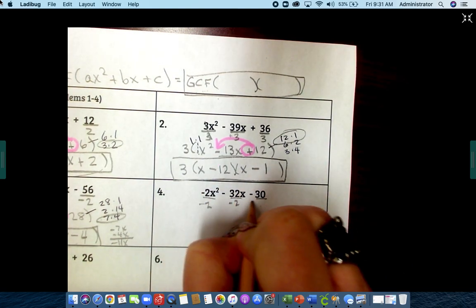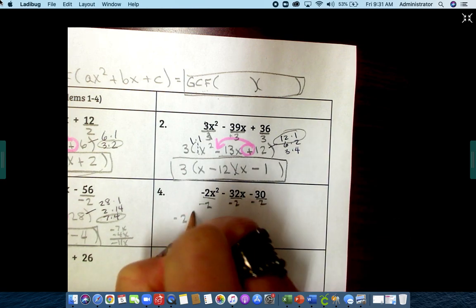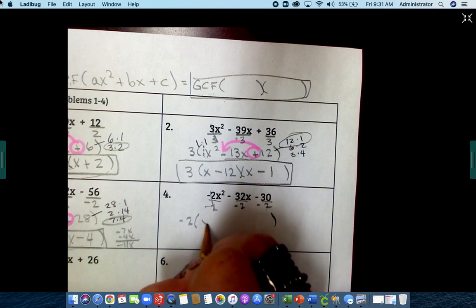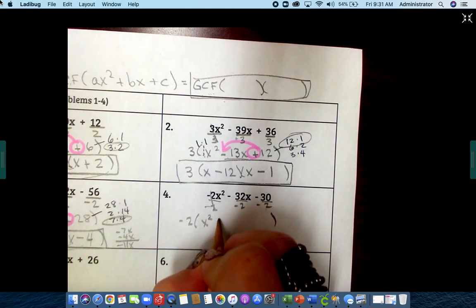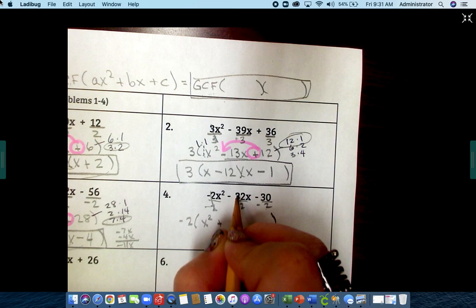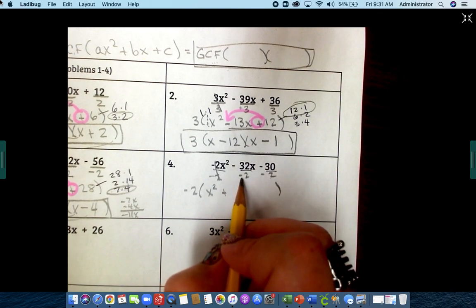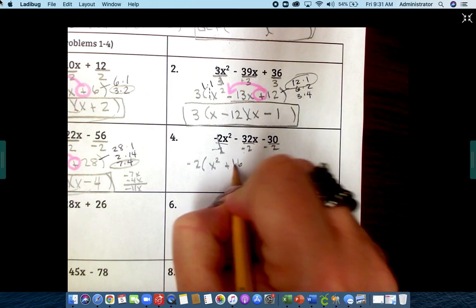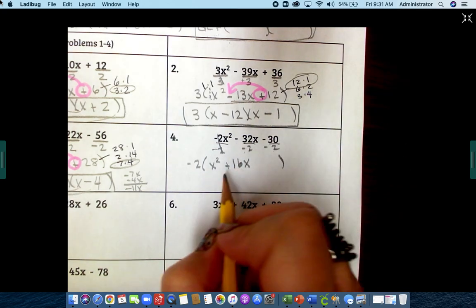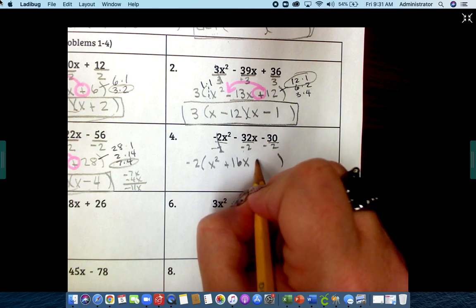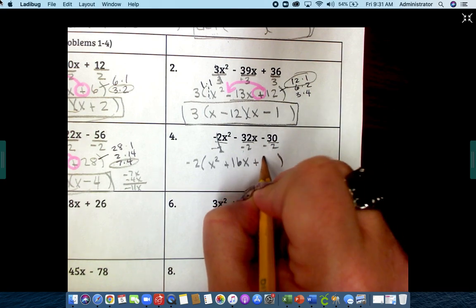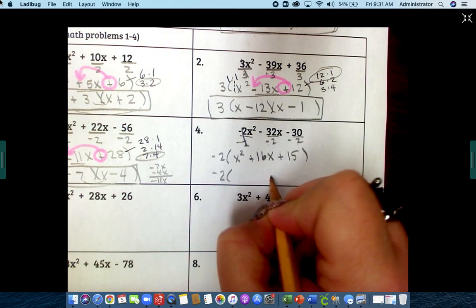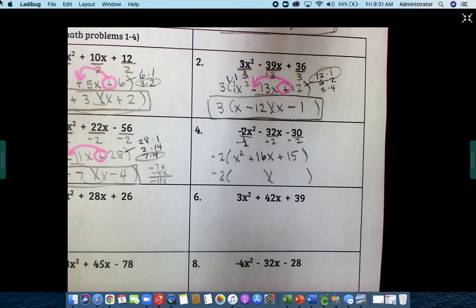Divide by -2. -2 is my GCF, leaving me with x squared plus, what do we get? A negative divided by negative is positive. Half of 32 is 16. If you want to use your calculator, cool. And then negative by negative is positive, and 30 divided by 2 is 15. All right, so -2. Now my parentheses.